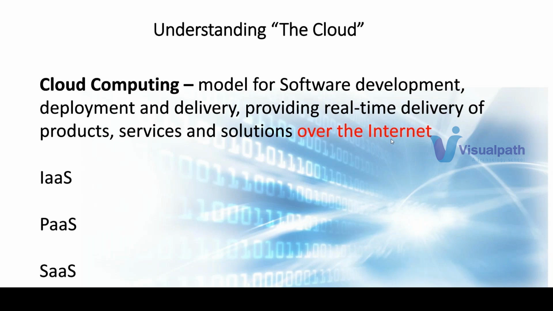Basically, in cloud computing, we have three parts. One is IaaS, which is infrastructure as a service. The second is PaaS, which is platform as a service. And the third one is SaaS, which is software as a service.